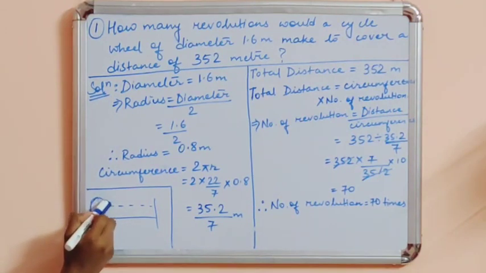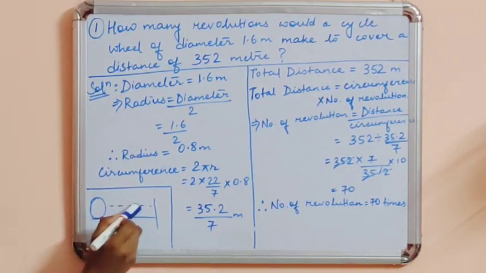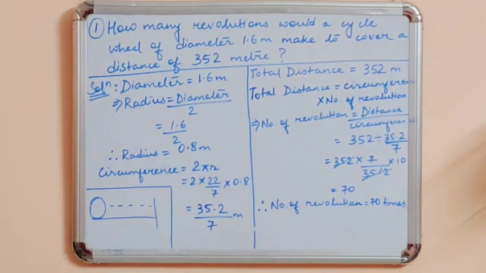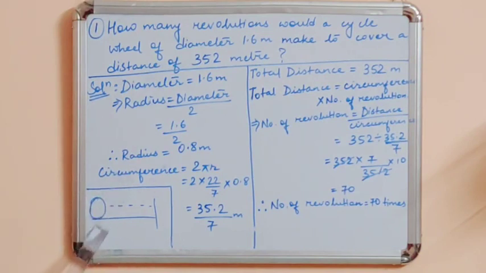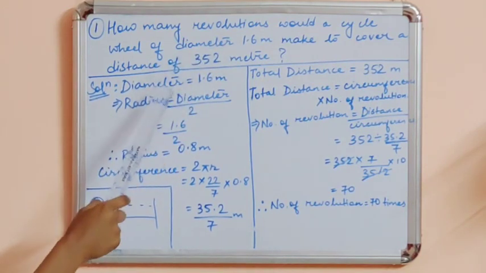So if we take the circumference of a circle and multiply it with the number of rotations or the number of revolutions, we will get the total distance that it is covering. So in order to calculate the number of revolutions, we first need to know the circumference of the wheel. And for circumference, we have to calculate the radius. We'll calculate the radius from this diameter.